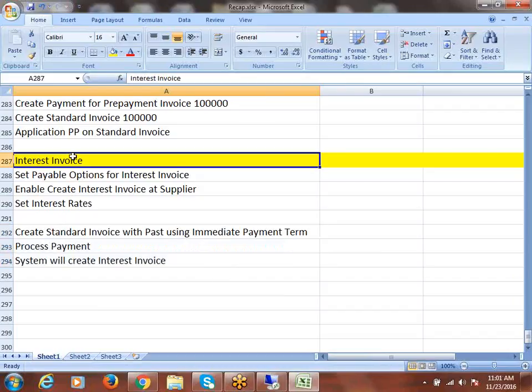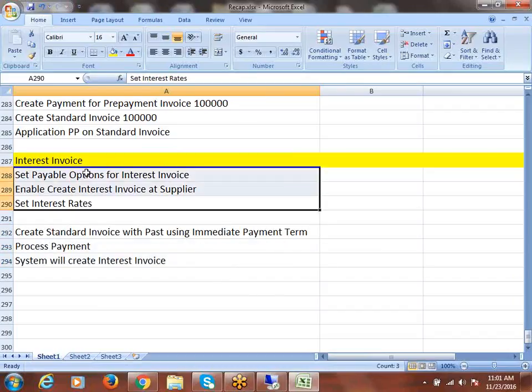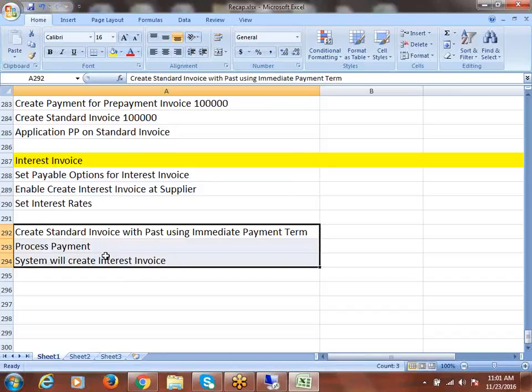For any concept, what it is theoretically, what setups are required, and what the process is. These are the three primary points. Along with that, the accounting entries. Anyway, we will be covering the complete payables and P2P cycle. We will give accounting entries.